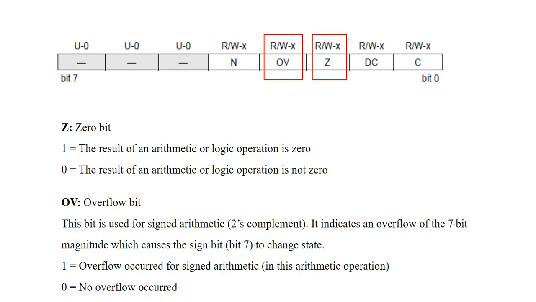The overflow bit is used for signed arithmetic in 2's complement. It indicates an overflow of the 7th bit magnitude, which causes the sign bit to change state. 1 indicates that overflow occurred for the signed arithmetic. 0 means no overflow occurred.